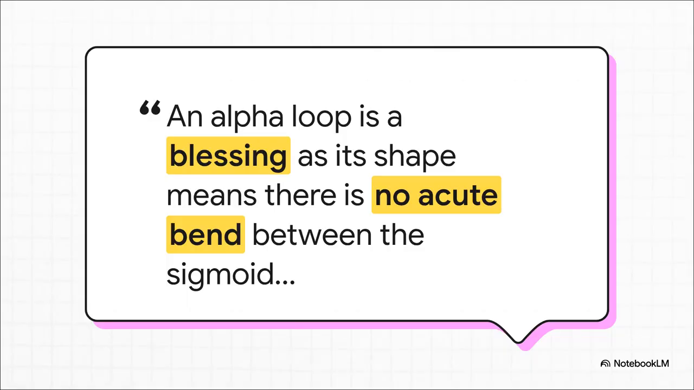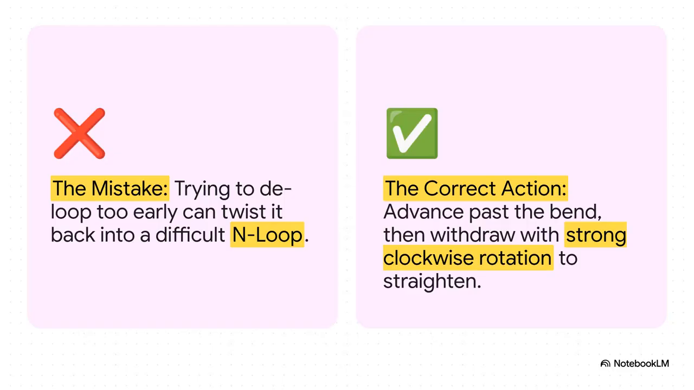And this quote just nails it, because the alpha loop makes this gentle open curve you can often just fly right through. You can advance the scope rapidly, painlessly, sometimes getting all the way to the splenic flexure without even needing to straighten the loop first. It's fantastic when you see one. So, this is so important. You have to know when not to act.